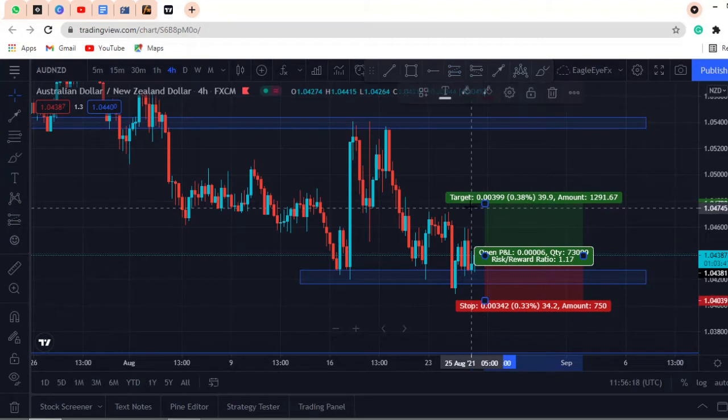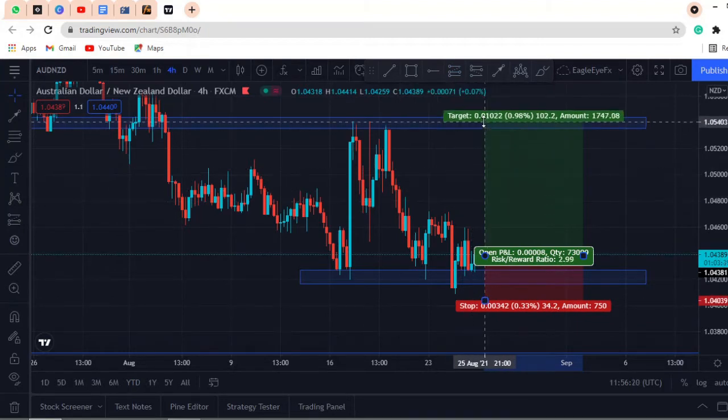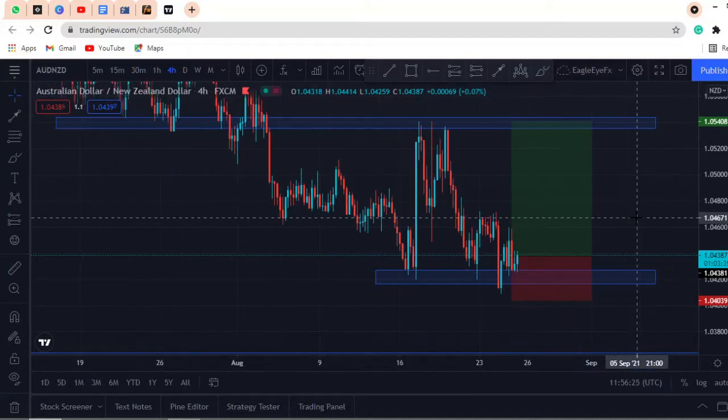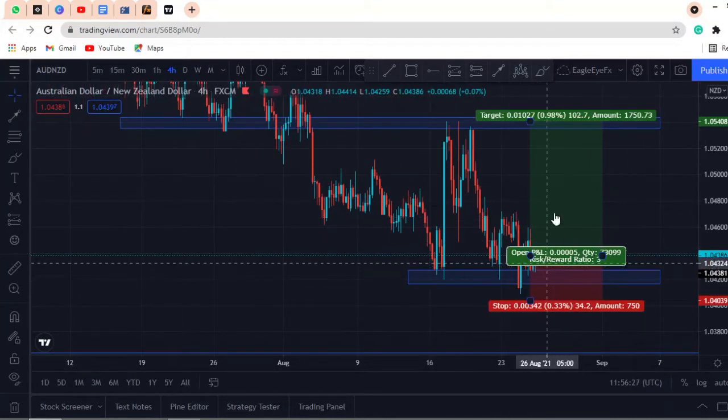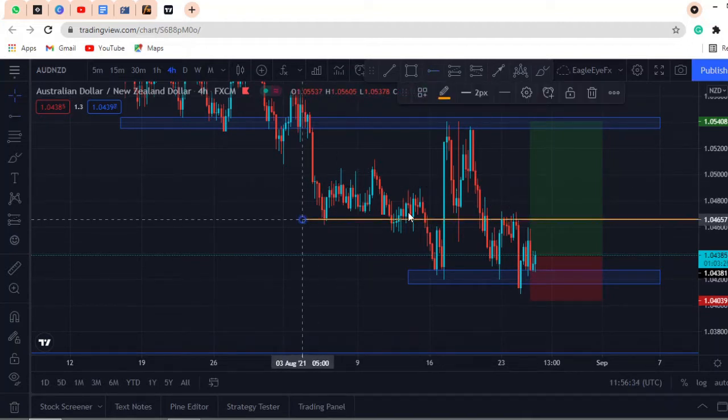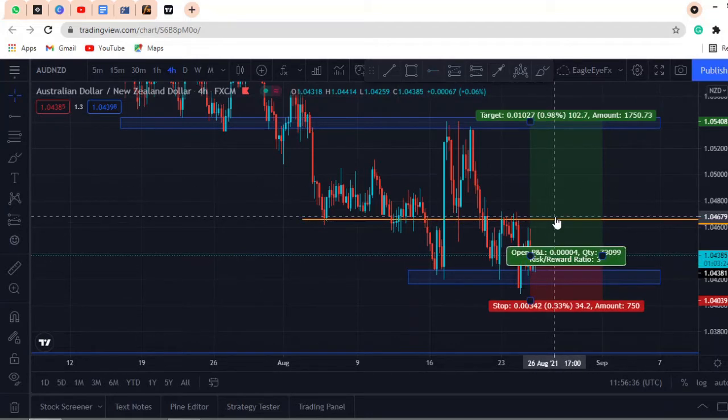Put my stop loss just below that. Then I'll just target 3 times. Simple like that. That's what I will do, to see if this market can push. And then I will take my profit on this level here. I'll take some profit here.